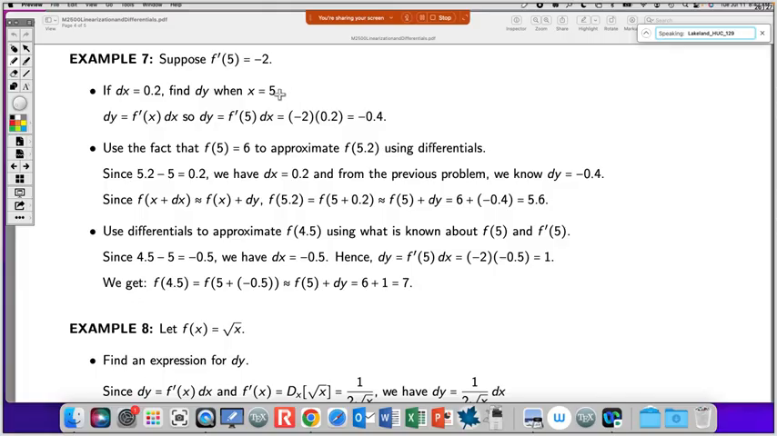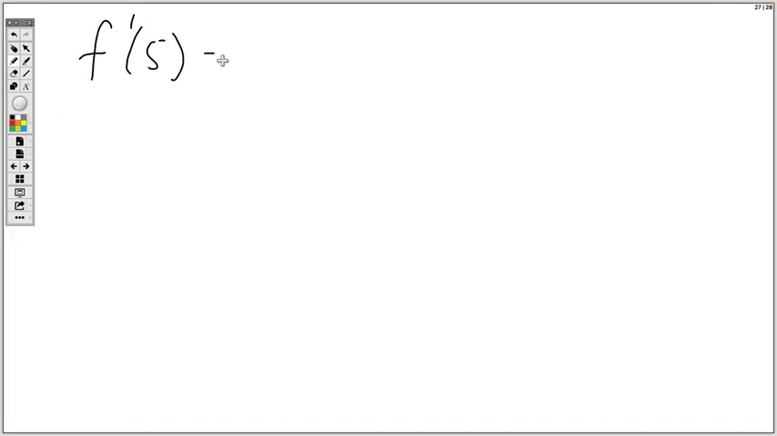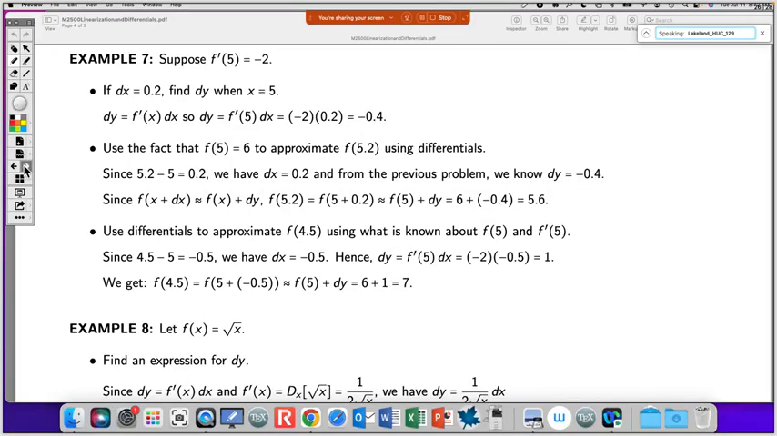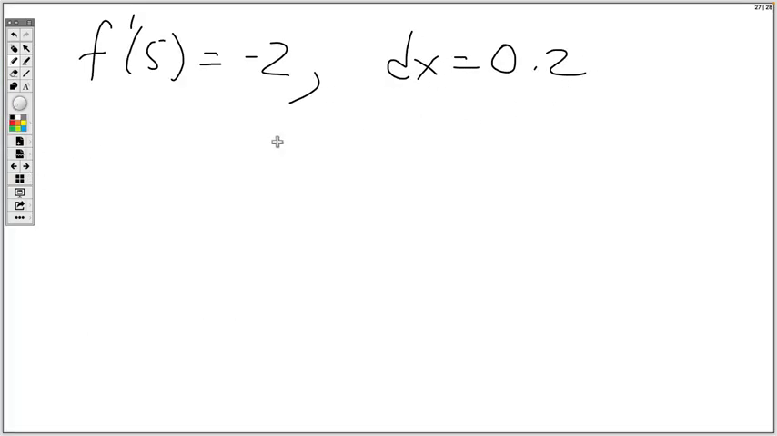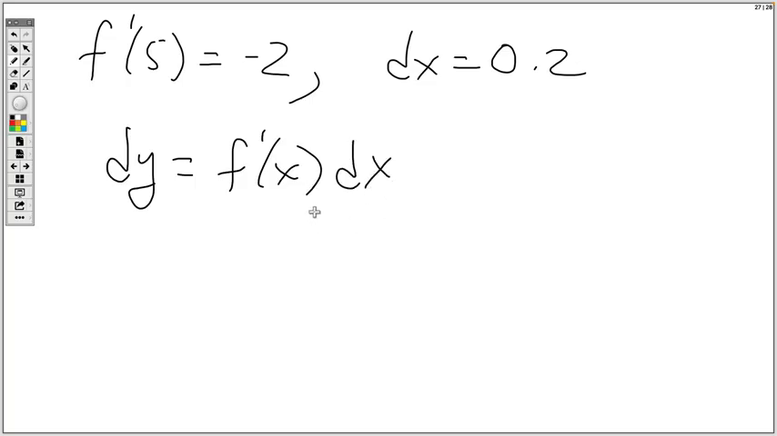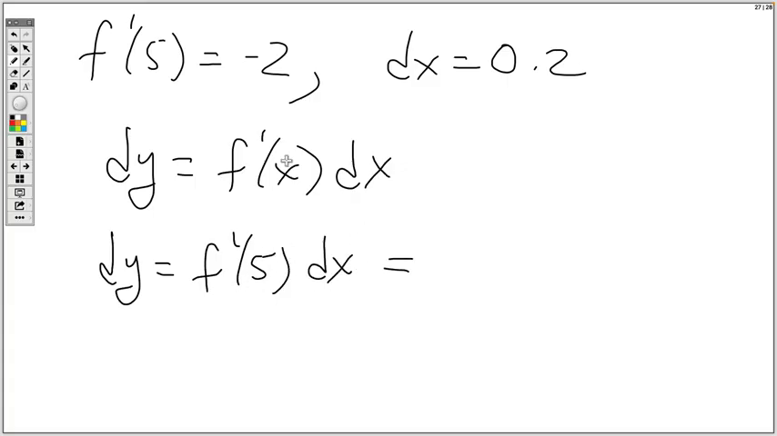So let's work through an example. Suppose f prime of 5 is negative 2. If dx is 0.2, find dy when x equals 5. So dy is f prime of x dx. So dy would be f prime of 5 dx. F prime of 5, they told us, was negative 2. dx is 0.2. That's negative 0.4.